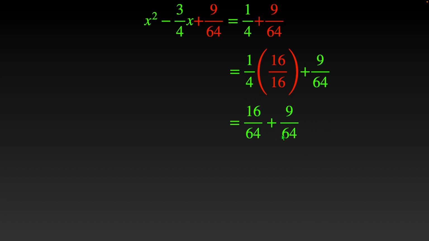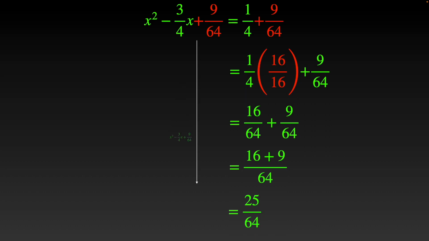Now that we have a common denominator, we can add these together. So we add 16 and 9 over the common denominator, which is 64. So 16 plus 9, that is 25 over 64. And this is how we simplify the right-hand side. I'm not touching the left-hand side yet. I'm just going to write it as is. So now that we simplified the right-hand side, now we can focus on the left-hand side. And that's going to be our next slide.